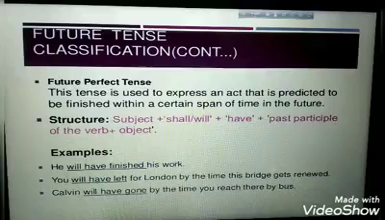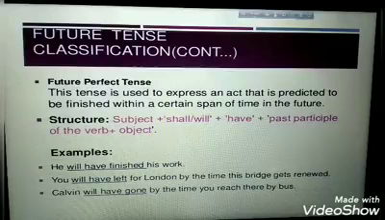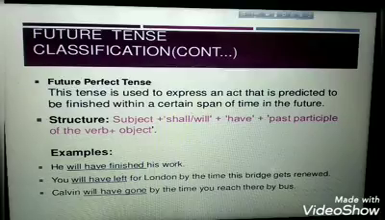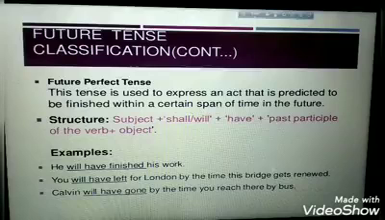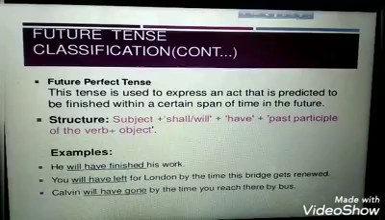For examples, he will have finished his work. You will have left for London by the time this bridge gets renewed. Okay? Calvin will have gone by the time you reach there by bus.